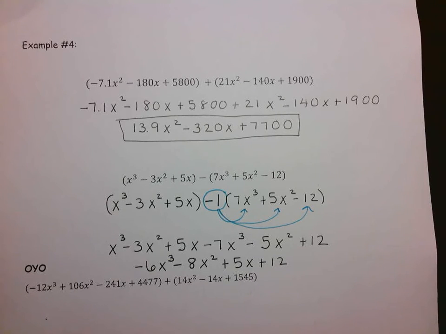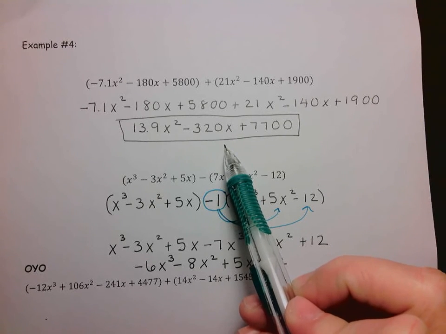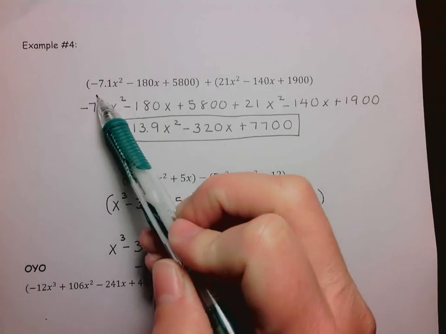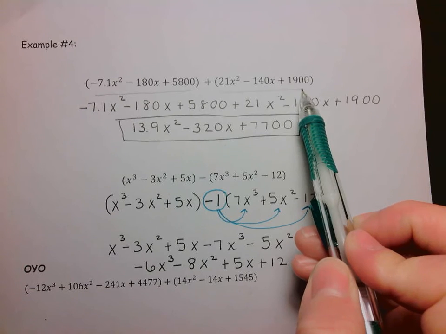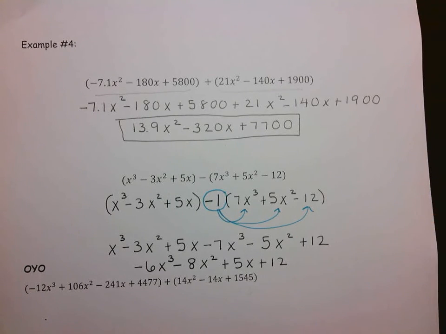And finally, example number 4. We're going to add or subtract polynomials. So let's look at the first example here. We're adding two polynomials. I'm taking this polynomial and I'm adding it with this polynomial. So I'm combining polynomials. Because of the associative property, I can drop the parentheses and just start combining like terms.